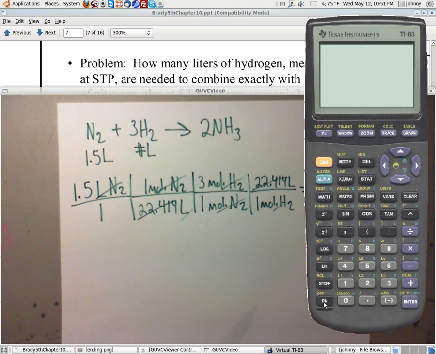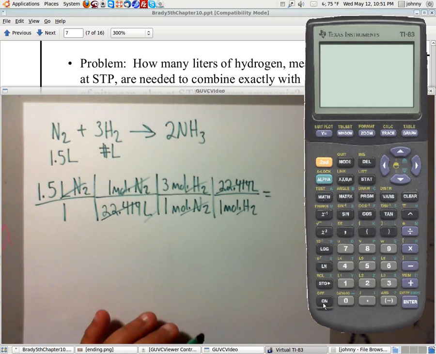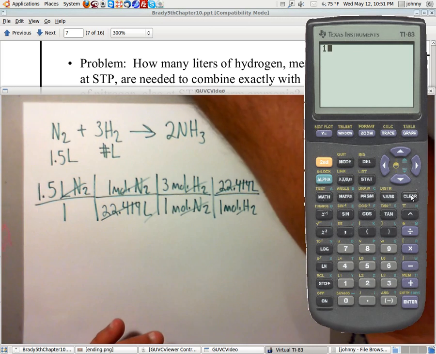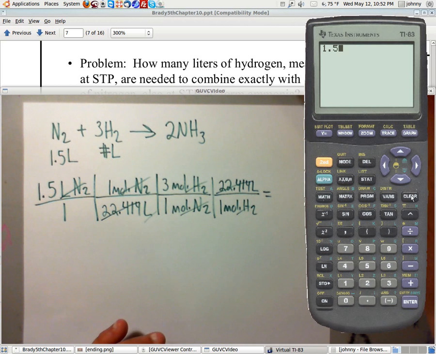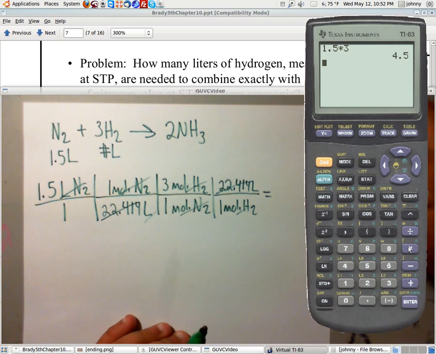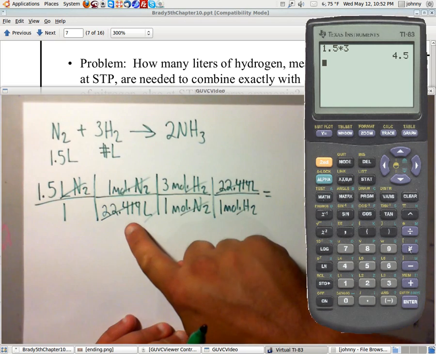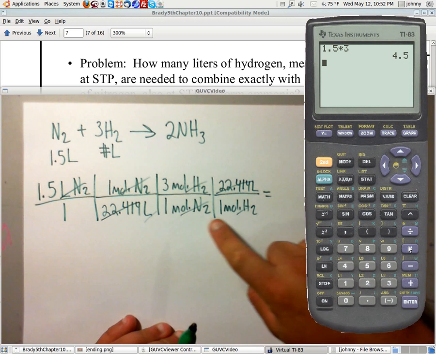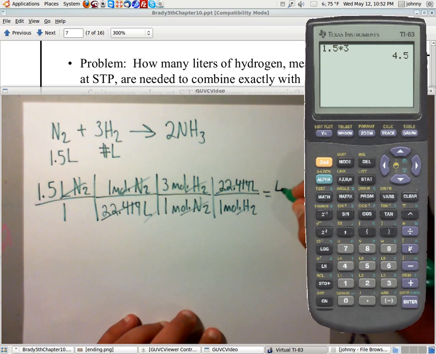Okay, let's turn the calculator on. Let's punch this in. We have 1.5 times 3. Whoops, I forgot the times sign, didn't I? Times 3. Now, the 22.414 cancels with this one, so I don't have to worry about it. That is 4.5. Now on the bottom, after we cancel out the 22.414, it's gone, and I'm only dividing by 1. So my answer is 4.5. Now, you and I both know that this is 4.5 liters of H2.